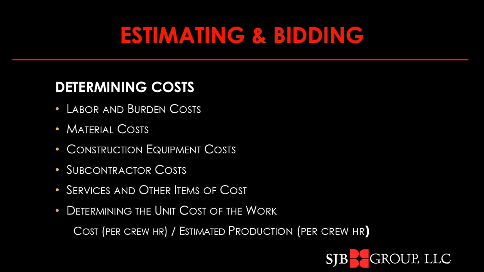In determining the cost, we've got to look at labor and burden costs, our material costs, our construction equipment costs, our subcontractors, our outside services and supplies. And then we've got to convert that into the unit cost for the work. And we're going to also need to compute some check numbers, the cost per hour, the cost of estimated production, how fast we're going.